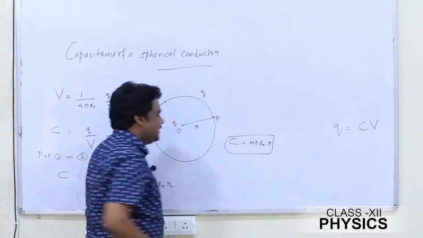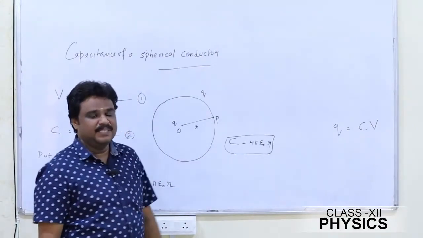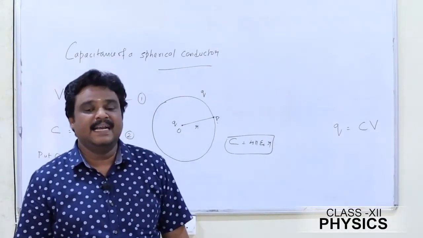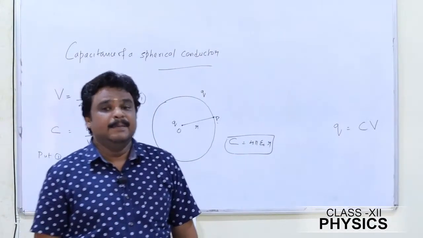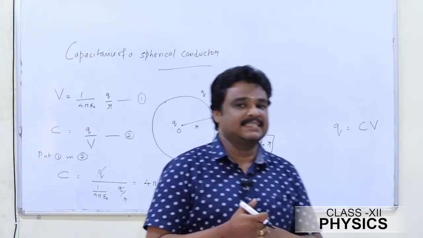C is in farad, R is in meter. What should be the units? C should be in farad and R is in meter. Obviously, farad is a very big unit of electric charge storing ability, that is capacitance.